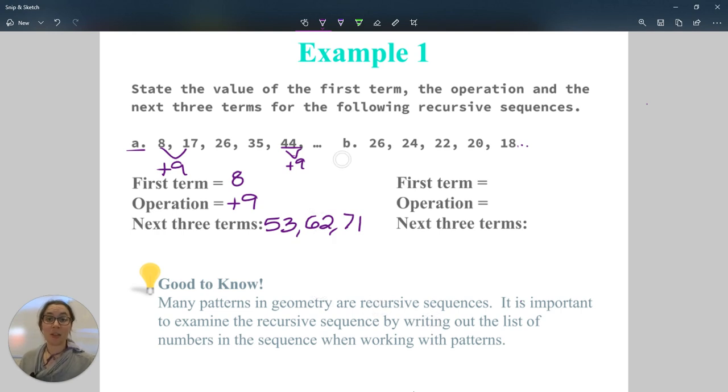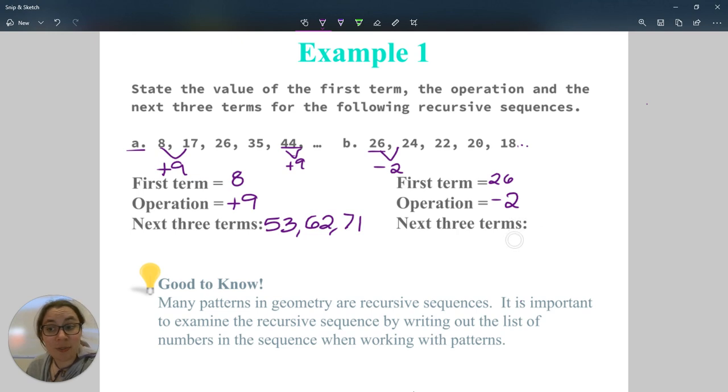Let's look at part B. Part B is 26, 24, 22, 20, 18, etc. So the first term, again, is going to be the first term that we come to. It's the first term on the list, number 26. All right. Our operation, how do we go from one to another? So 26 to 24, well, it's going down, so minus, how much? Minus 2. Minus 2 is our operation.